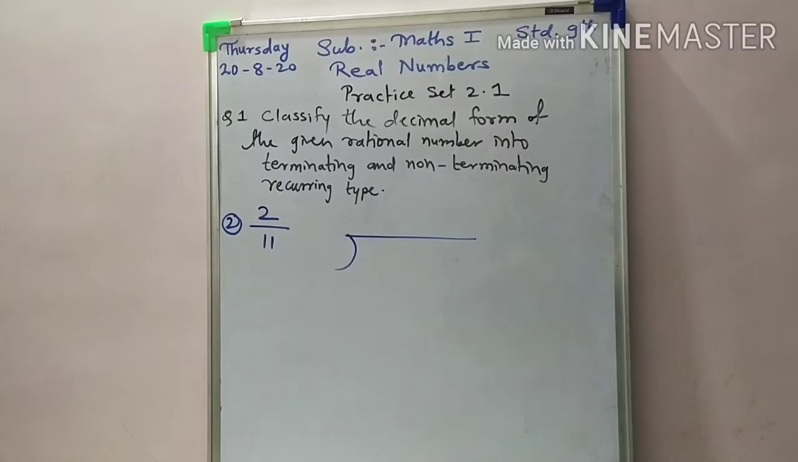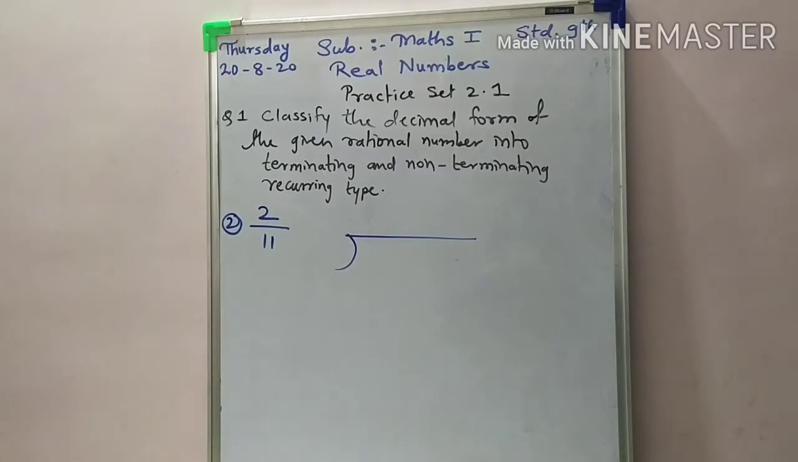Now, using the same concept, you have to solve the examples of practice set 2.1. Question number 1 is: classify the decimal form of the given rational numbers into terminating and non-terminating recurring type. So here we try to solve the second one. The given rational number is 2 upon 11. So decide whether it's terminating or non-terminating recurring type.